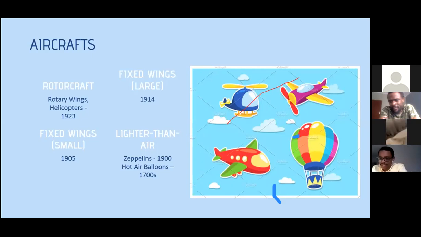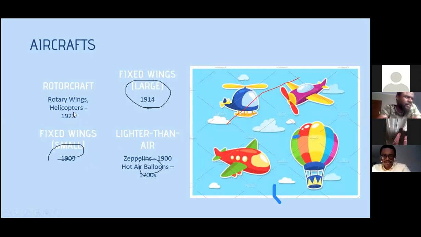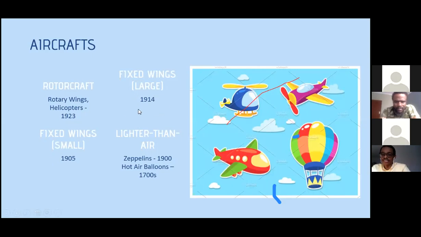And then there were things back in the days that were called zeppelins. They used to burn a lot. I don't have a picture; for some reason, I didn't put a picture of a zeppelin. These dates just show you when each thing was invented, or when these things came to life. So you can see that helicopters came about around 1923. Fixed wings, commercially, around 1914, the big ones. And then the small ones, 1905, Wright brothers. And then these ones are the oldest ones.